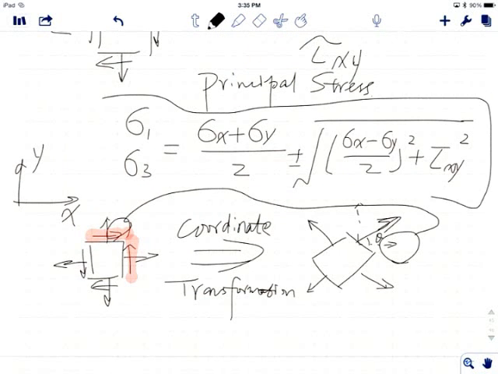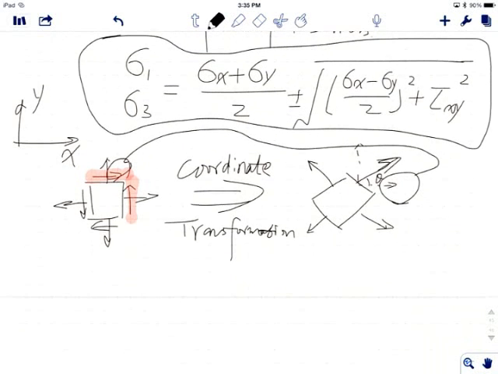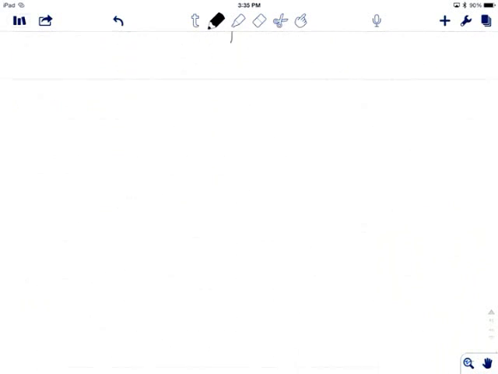If you still remember Mohr's circle, you know what principal stress is. In this class, we're just going to focus on how you calculate those principal stresses. This is the equation you need to remember.